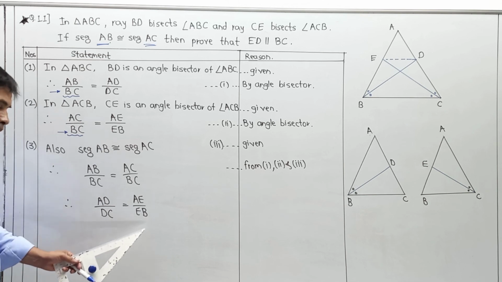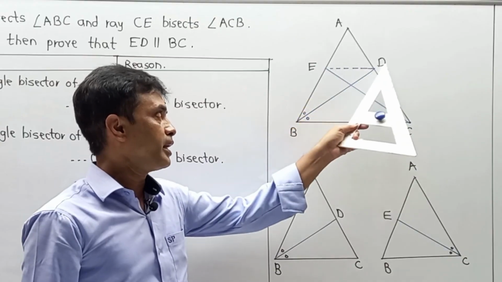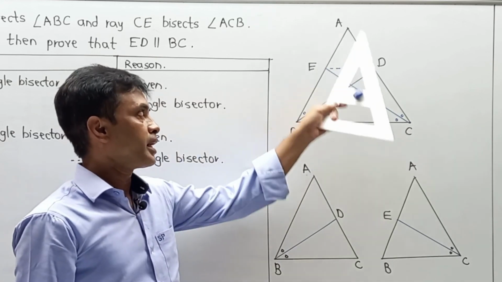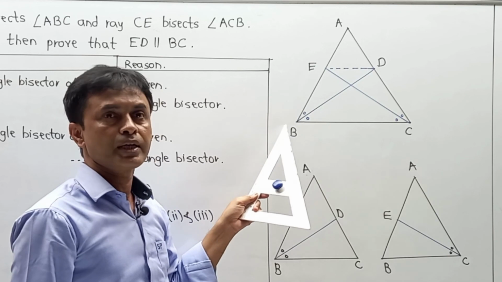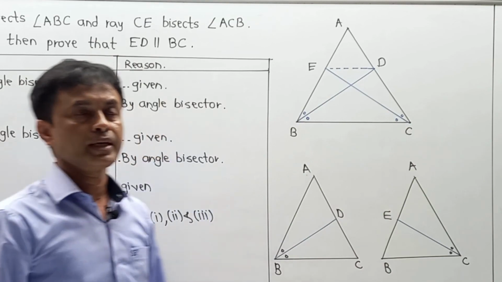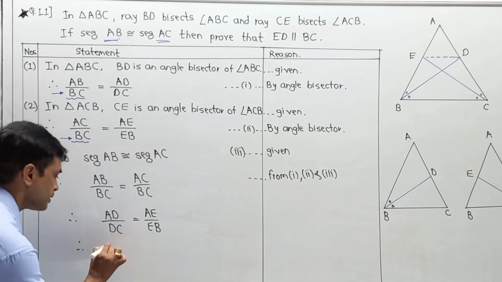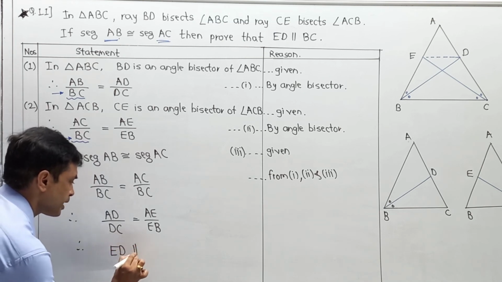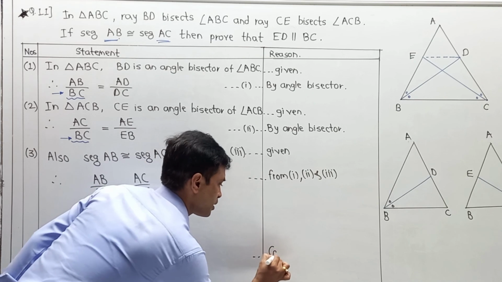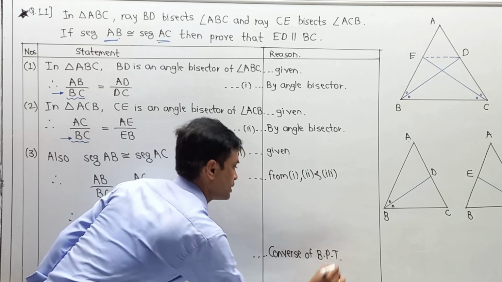What does this mean? Look once again in the main diagram. You are able to get AD upon DC is equal to AE upon EB. Means in this triangle AD upon DC is equal to AE upon EB. Naturally you can say that ED is parallel to base BC, and it becomes the converse of BPT. So I am going to write the part. Therefore here ED is parallel to base BC, and the reason is converse of BPT, the converse of the basic proportionality theorem.